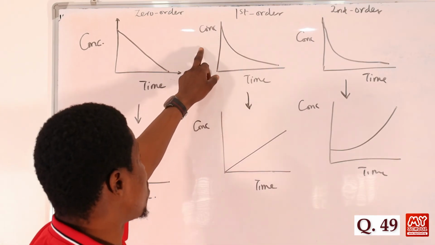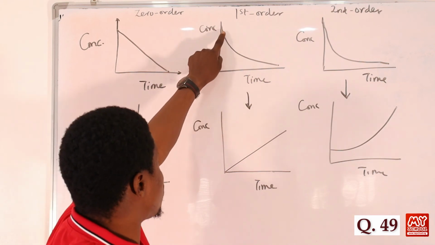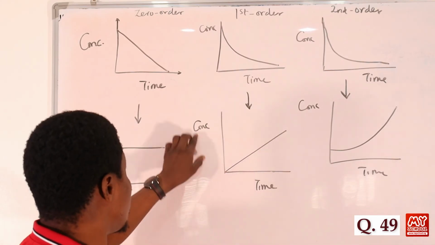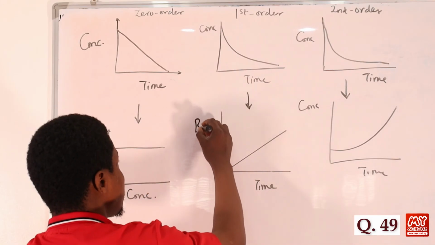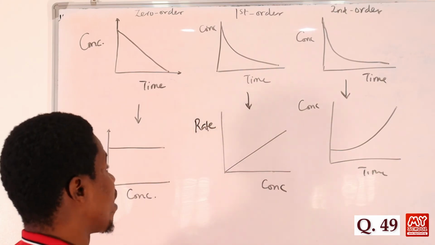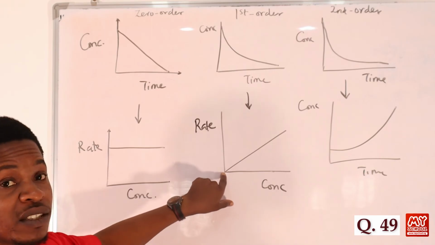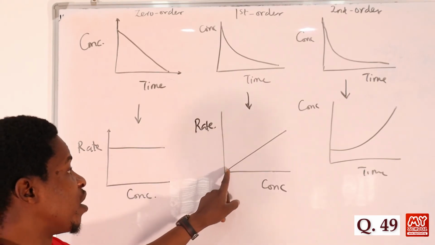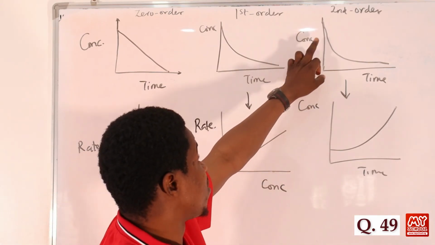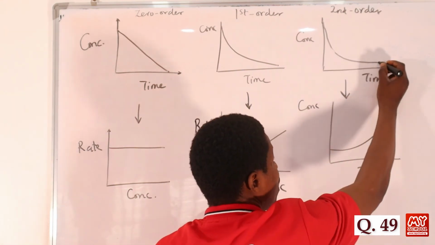For a first order reaction, you can see this is a curve that we have this way. It is coming straight down, then eventually it curves. Then if you look at that now, this is rate, and then this is concentration, if you are looking at it the other way around. So what happens? This is a straight line graph that passes through the origin. When you see a straight line graph that passes through the origin this way, this is a first order reaction. Then you look at the second order, you can see this one curves directly from here and keeps on going this way.